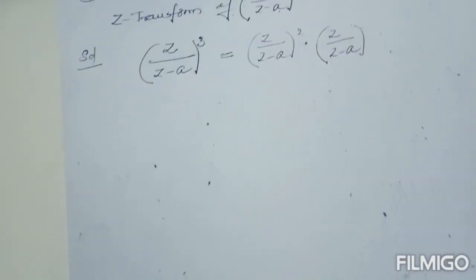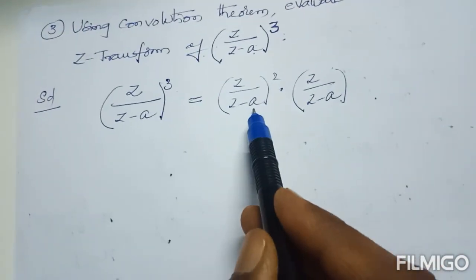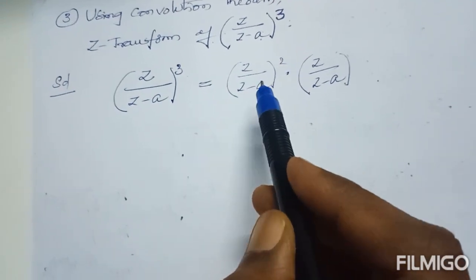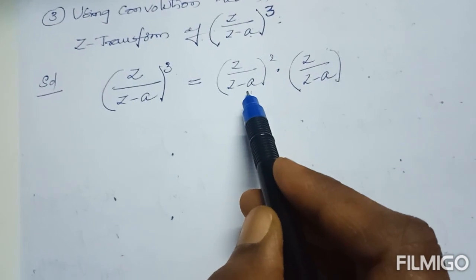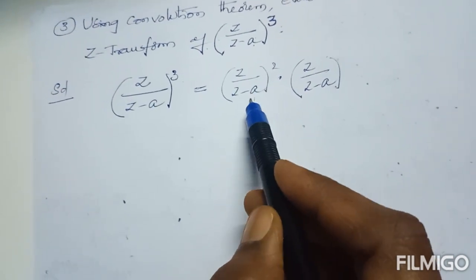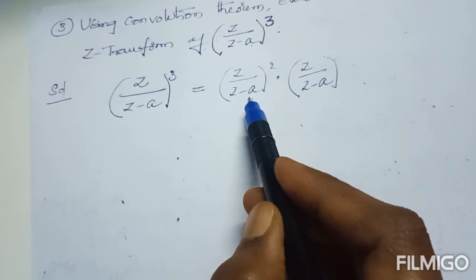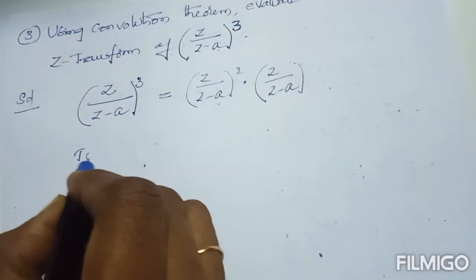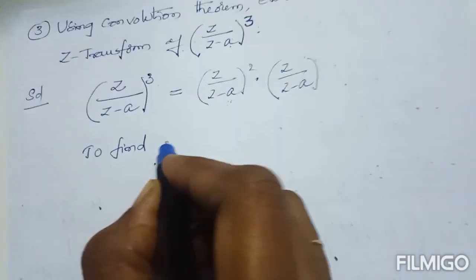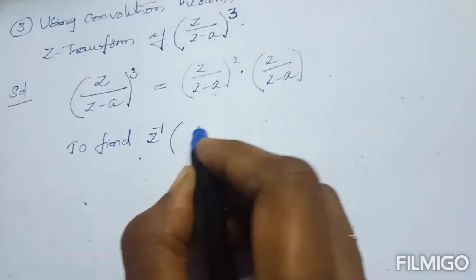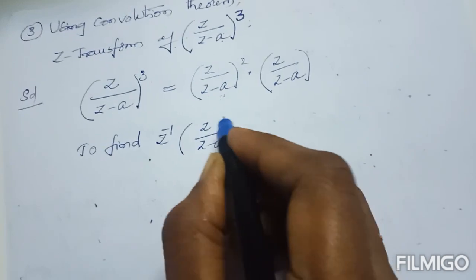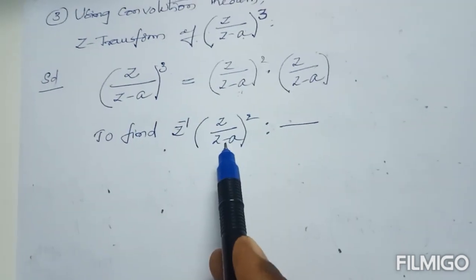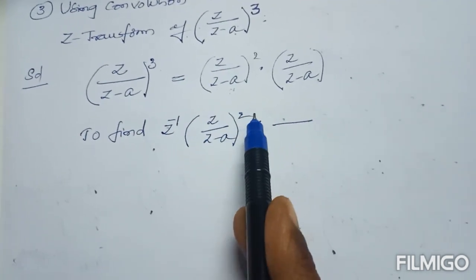Product of two functions are here. Here z by z minus a whole square is not a direct formula, so first we have to define the result of this one using convolution theorem, and then we have to find the given function value. So the first heading can be taken as: to find the inverse z transform of z by z minus a whole square. So using convolution theorem we can define the z by z minus a whole square value.